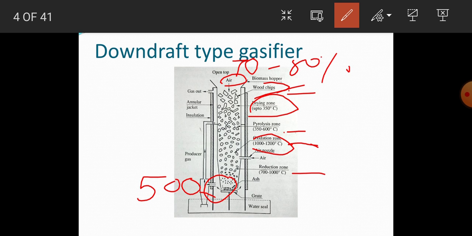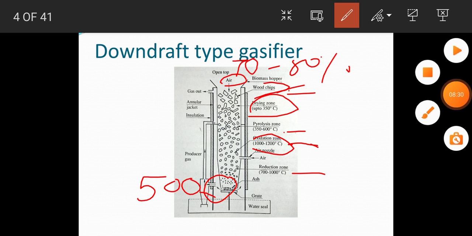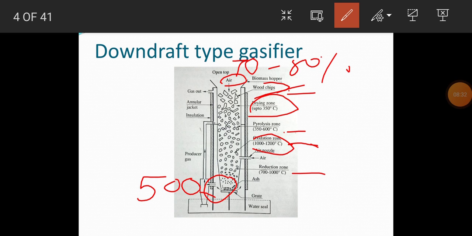The main application of these gasifiers is electric power generation, either through dual fuel IC engines or 100% gas fired spark ignition engines.